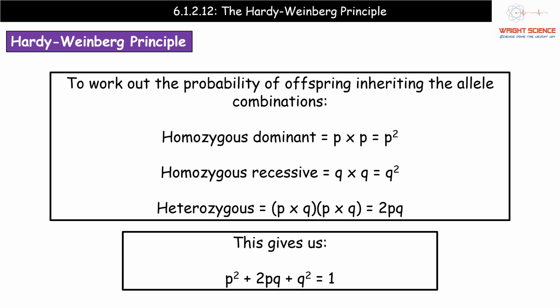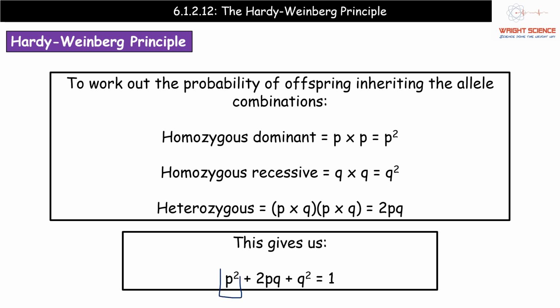Now, there is a second equation that we need to be aware of for Hardy-Weinberg, and this is going to allow us to work out the probability of a particular genotype in the offspring. And what we have at the bottom is this second equation: p squared plus 2pq plus q squared equals 1. Now, what we need to do then is break this down to understand what we're talking about.